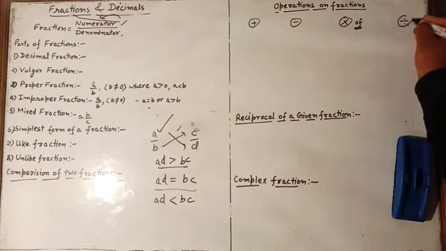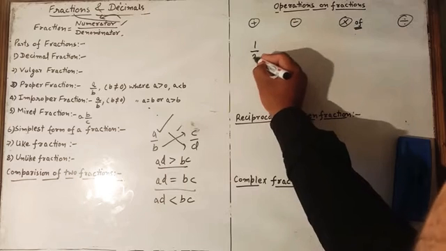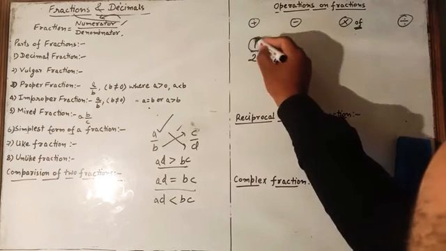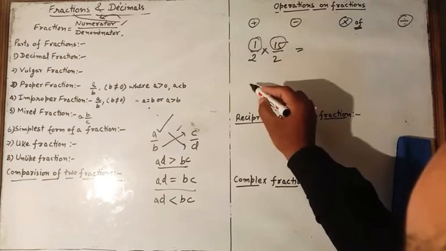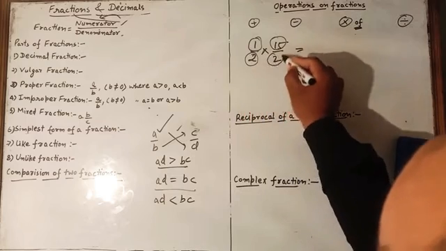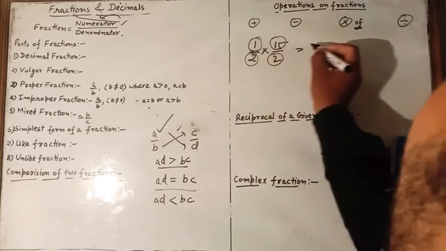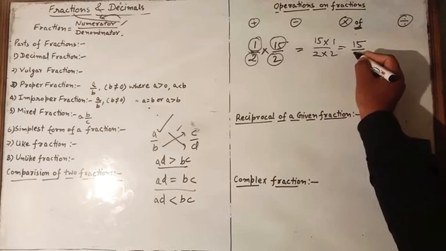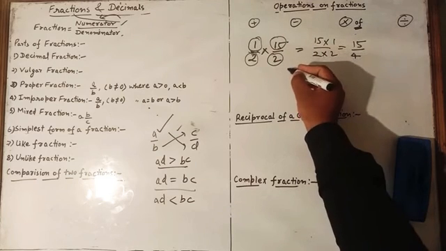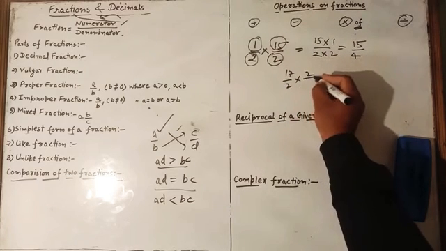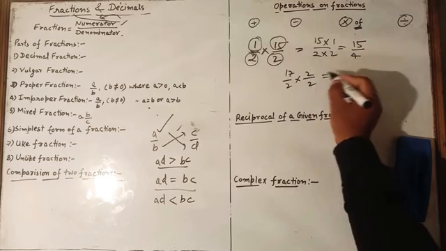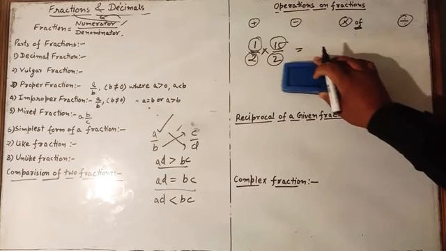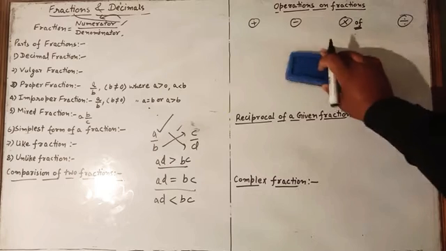In multiplication, see, if it is written 1 by 2 into 15 upon 2, then how will we do it? The numerator of the first fraction we will multiply with the numerator of the second, and the denominator of the first fraction with the denominator of the second. Means 15 into 1 we will do, and 2 into 2 we will do, so it will become 15 upon 4. Like 7 upon 2 into 2 upon 2, we will multiply 7 2s are 34 upon 2 2s are 4, like this we will do. See, in multiplication, numerator is multiplied with numerator and denominator with denominator.